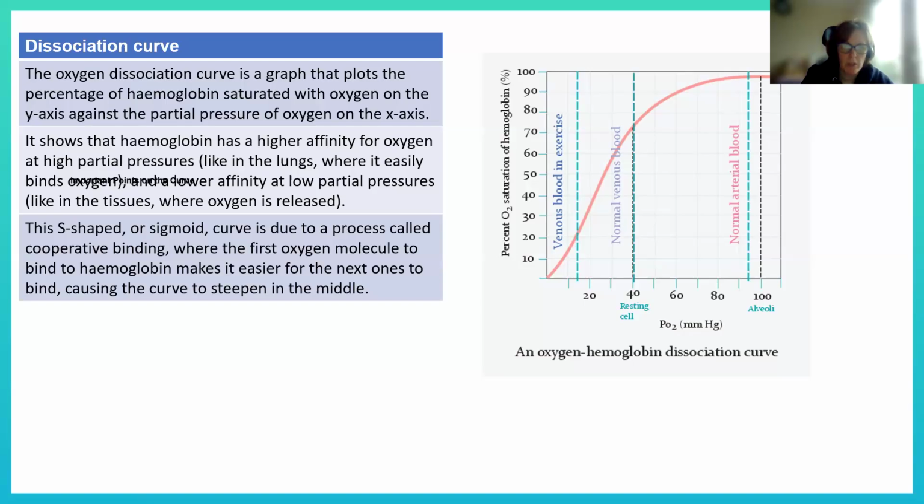We get this S-shaped curve, which is called a sigmoid curve or sigmoidal. And that's due to something called cooperative binding. The first oxygen molecule makes it easier for the next oxygen molecule to join. So once one has joined, it's easier for the next one to join. So it increases the rate, it speeds up. It'll be a bit slow to start with, there's a bit of a lag, then it speeds up.